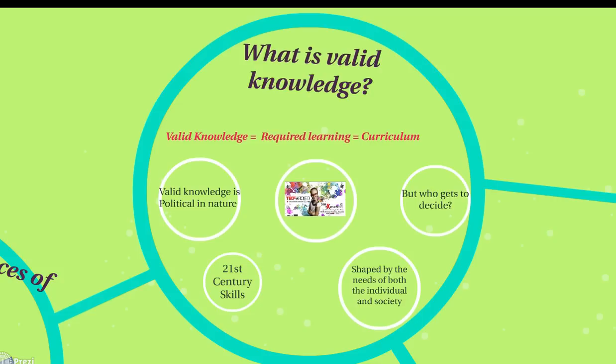You need to know two things to understand the relationship between valid knowledge and curriculum. The first is that valid knowledge within society is what constitutes the curriculum, and it's political in nature. The second is that valid knowledge is shaped by both individual and societal factors. What does one need to know to benefit oneself, and what does one need to know to function in society?